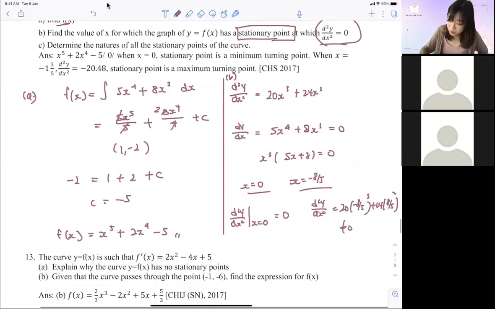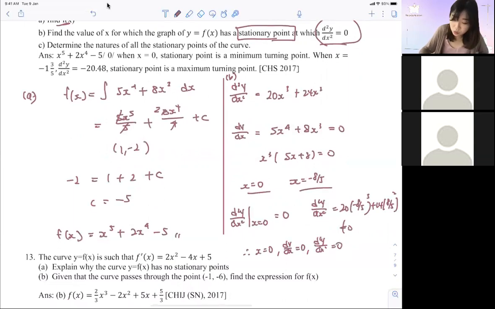This is not equal to 0. Therefore, x equals 0, dy/dx equals 0, d²y/dx² equals 0. Okay, this is a stationary point. When you substitute into your d²y/dx², you still get 0. So this is your answer.